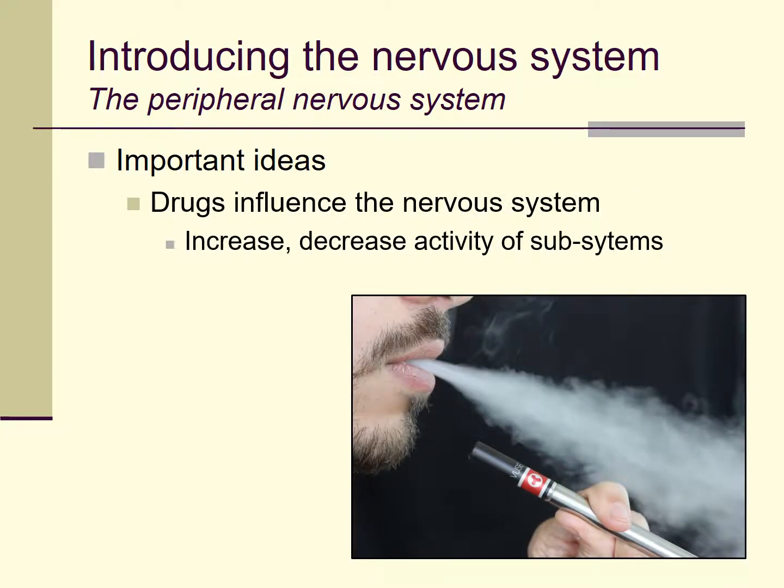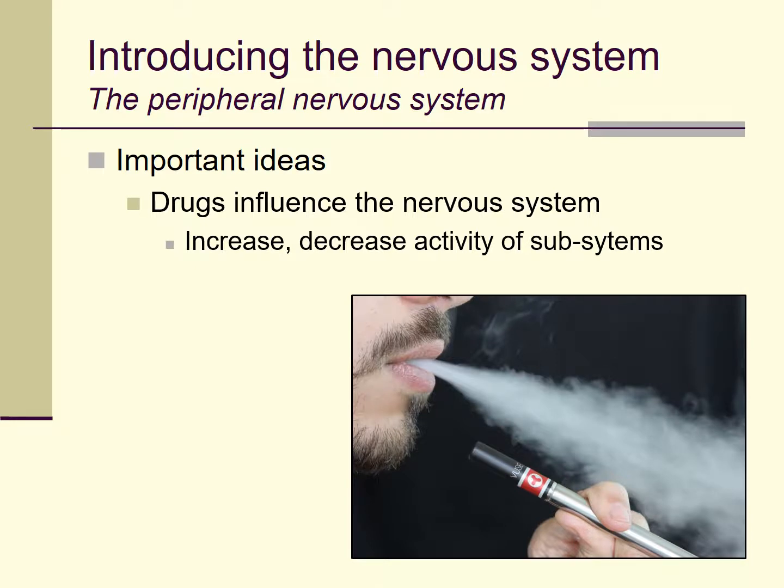An important idea that connects with this, that we're really going to focus on a lot throughout this semester, is that drugs influence the nervous system in part by increasing or decreasing activity of various subsystems. In this case, the sympathetic or parasympathetic branch of the autonomic nervous system. So part of the reason why cocaine feels the way it does, or nicotine feels the way it does, or alcohol feels the way it does to the user subjectively, is how those drugs are influencing his or her autonomic nervous system out in the periphery.